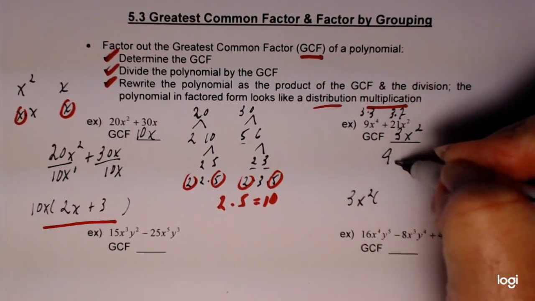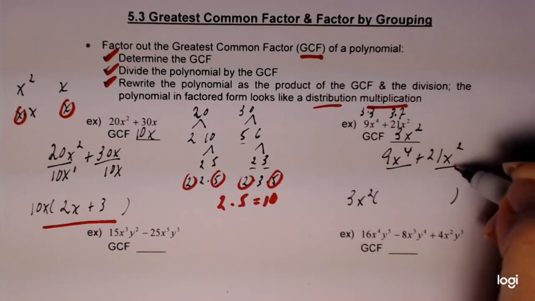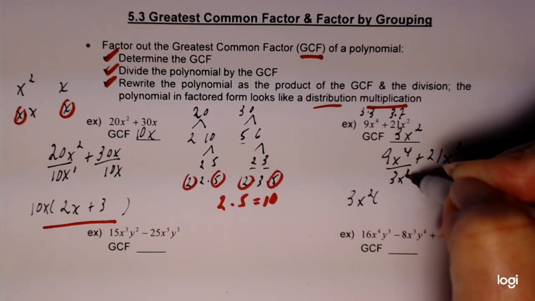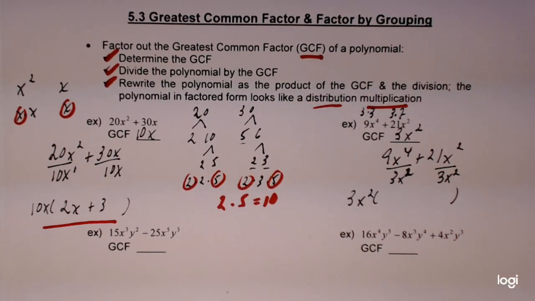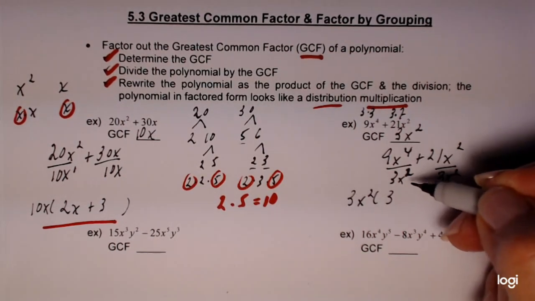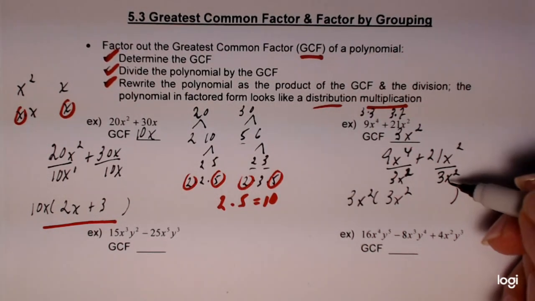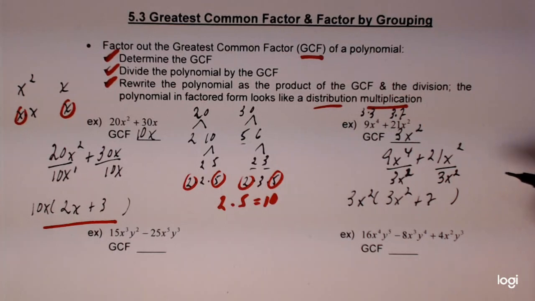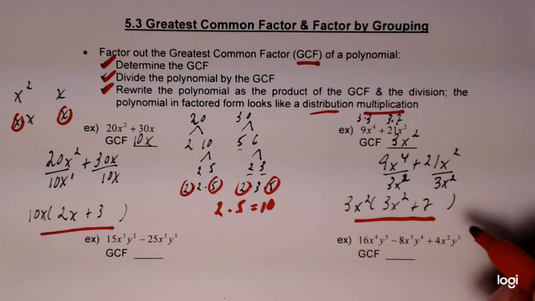Now for the division. 9x to the 4 plus 21x squared. And I will write my greatest common factor in the denominator to show the division clearly. 9 divided by 3 is 3. x to the 4 divided by x squared, 4 minus 2, is x squared. 21 divided by 3 is 7. And now x squared divided by x squared is just 1. These cancel. There's no x's there. And this would be our answer.